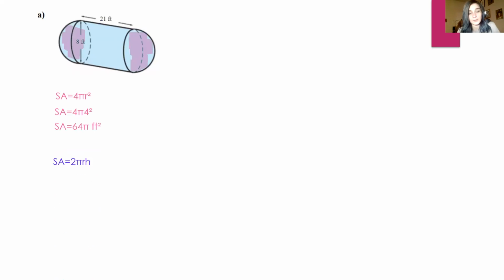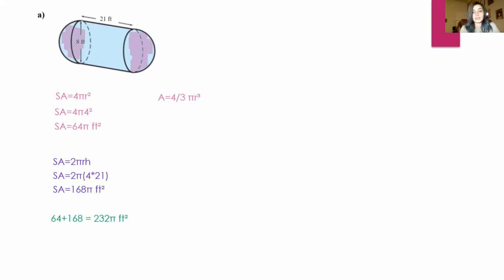And now we're going to find the surface area of the cylinder, and this is the formula for that. We get 2 pi r h, where radius is 4 and h is 21. So now we're just going to do this, and we get 168 pi feet squared. And so we add these two together, and we get 232 pi feet squared.